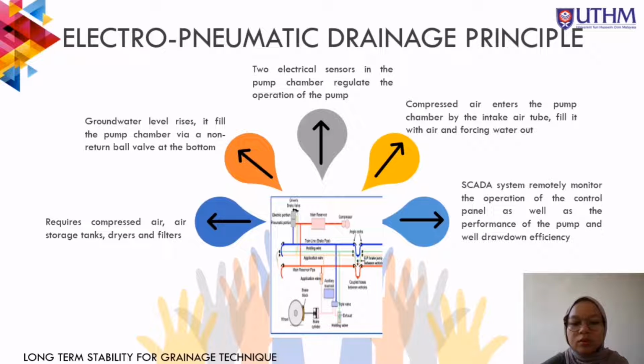A non-return ball valve prevents water from returning to the pumping chamber, and a small control building normally houses air compressors, air storage tanks, and control panel, and is usually positioned near to the drainage network. SCADA, Supervisory Control and Data Acquisition systems are meant to remotely monitor the operation of the control panel as well as the performance of the pump and well drawdown efficiency.